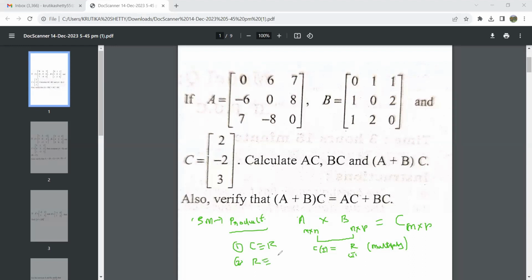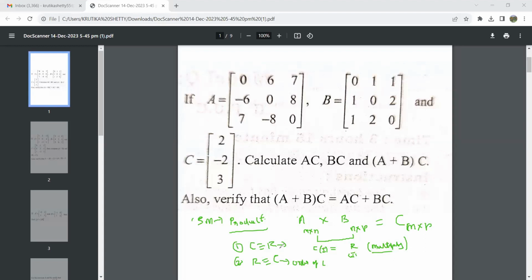So the RC rule is used to find out the order of the new matrix, the order of C, and this is used to check whether the multiplication is possible or not. So you need both rules. The first rule is the CR rule.